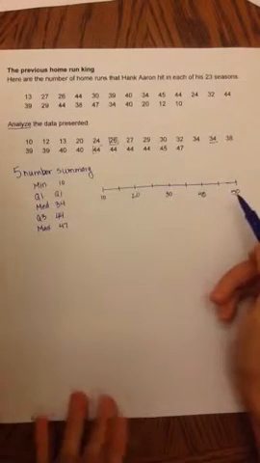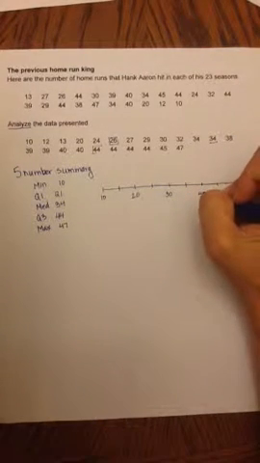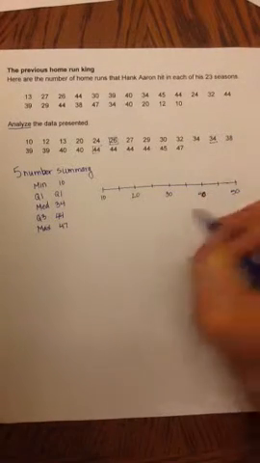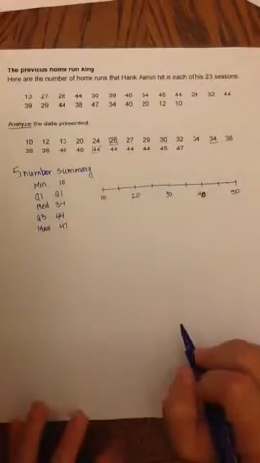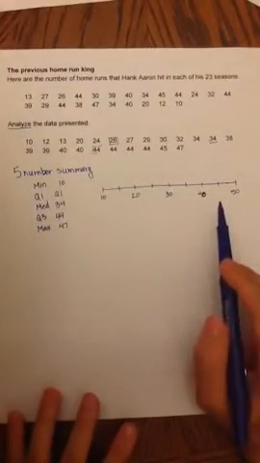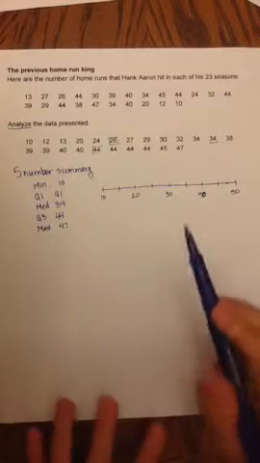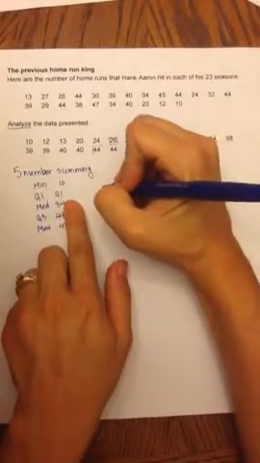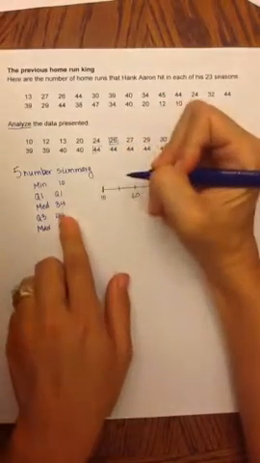Now I chose to go by 5s just because it seemed convenient. There's no real rhyme or reason. You could have gone by 2s, you could have gone by 1s if you wanted to. Just something that's going to give you a nice scale so you can make sure you stick to that scale. Okay, at our minimum, we draw a short hatch mark.